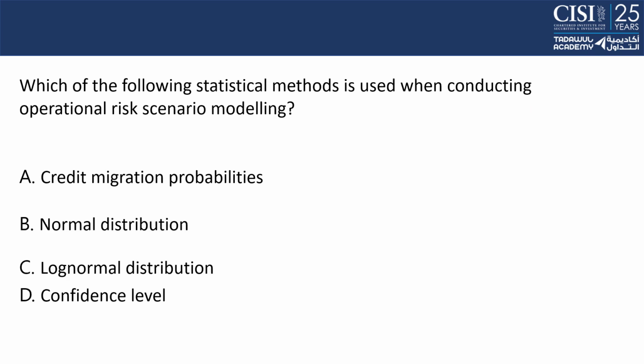Which of the following statistical methods is used when conducting operational risk scenario modeling? A. Credit migration probabilities, B. normal distribution, C. log normal distribution, D. confidence level. I don't think this was questioned. I think this was removed, but if you want the answer, it's a log normal. It's a way of charting. If you know log charts, but I don't think this is important for the qualification anymore. So let's just move on.